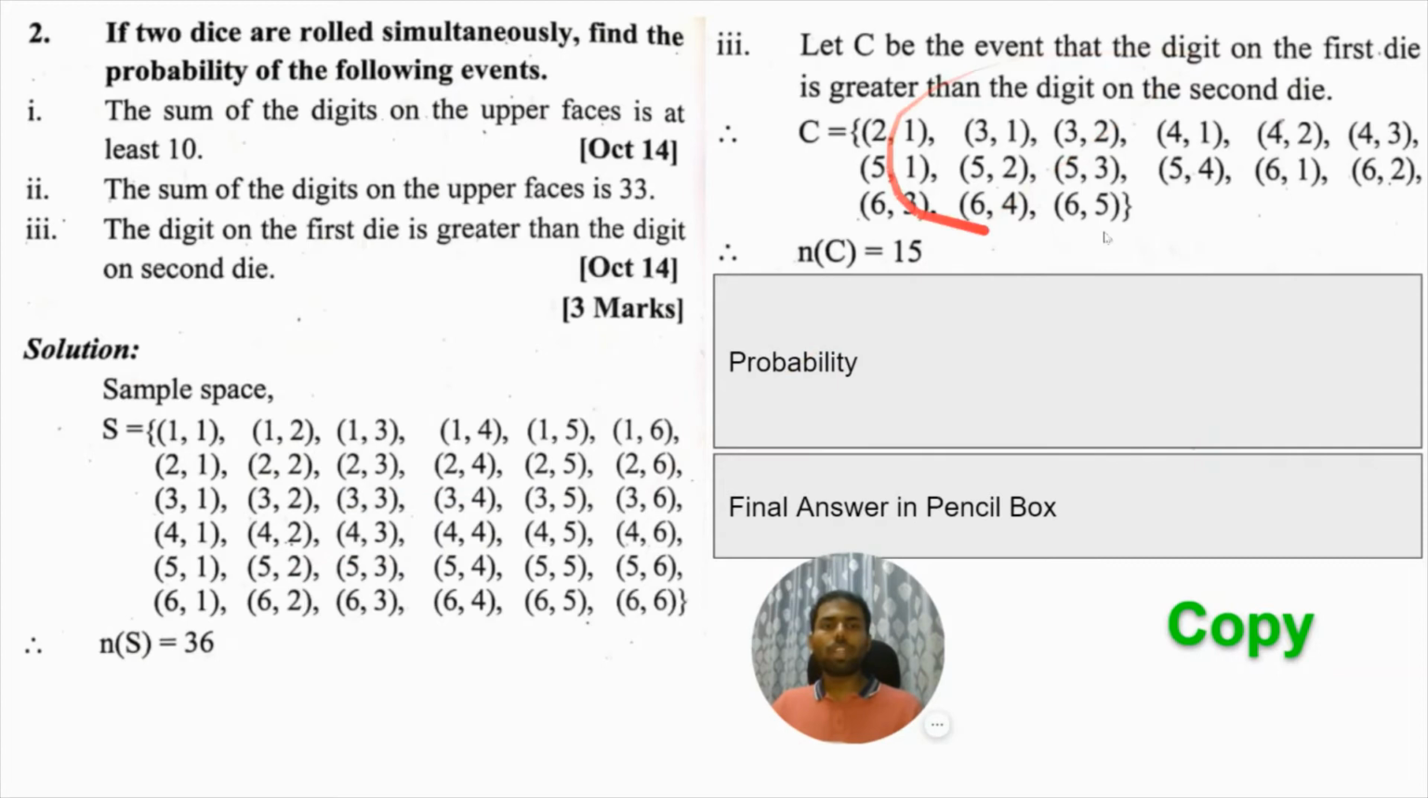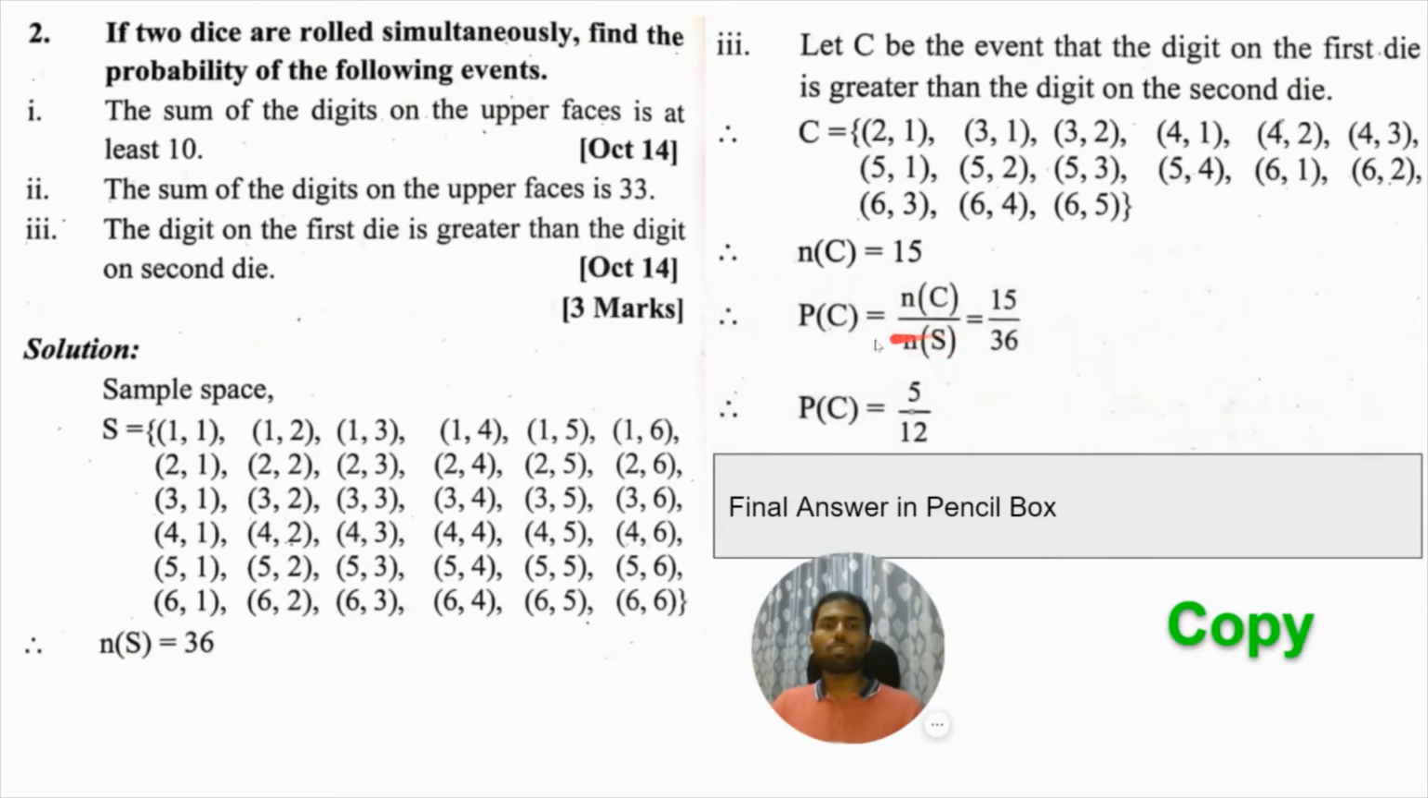Similarly, keep on doing and you find that the total number of elements in event C will come as 15. Then find the probability using the formula. Probability of event C is equal to the number of elements in event C, or number of sample points in C, divided by number of elements in the sample space. So 15 by 36, again you can reduce it. 3 5s are 15 and 3 12s are 36. Okay. So 5 upon 12.